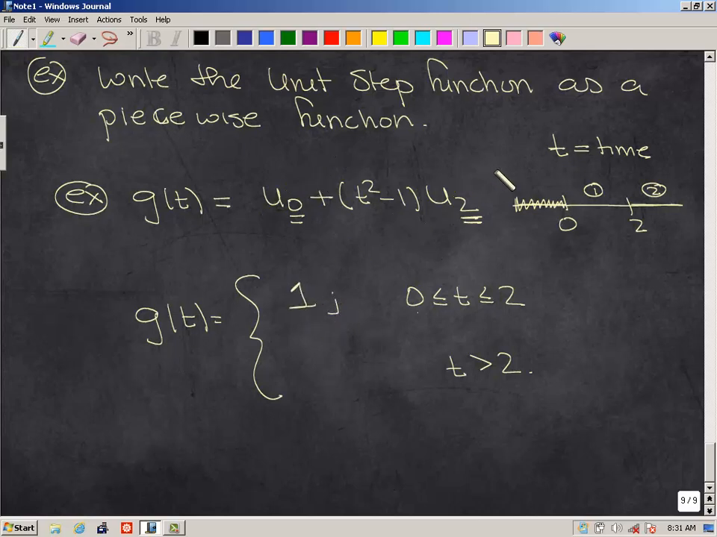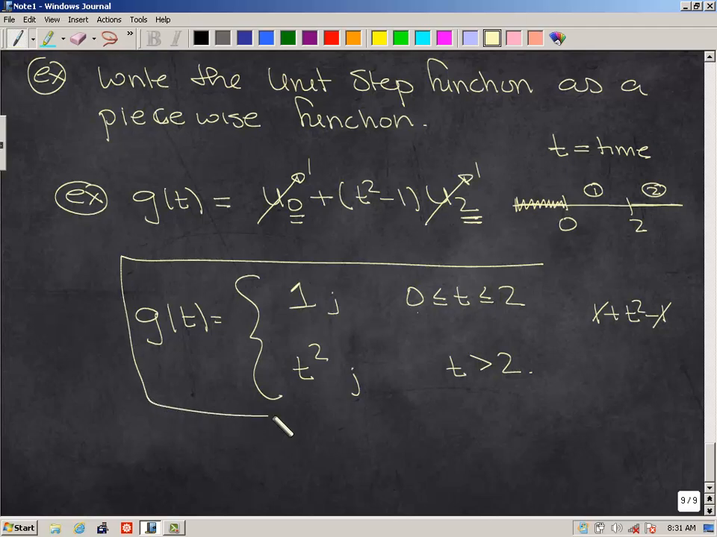Okay. All right. What happens greater than 2? When t is greater than 2, remember this came on at 0 and it'll stay on. So if it's greater than 2, this is still on, so it'll be 1. This comes on at 2 and will stay on. So after 2, this will be on, so it'll be also 1. So we'll get 1 plus t squared minus 1, because if you take t squared minus 1 times 1, you just get that. Ones will cancel, so you'll get t squared. So this is the corresponding piecewise function.